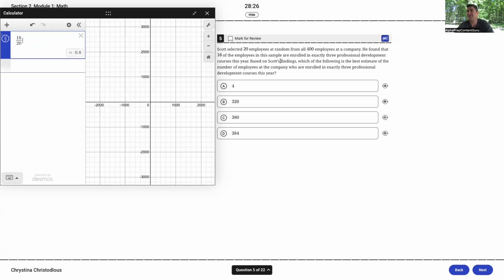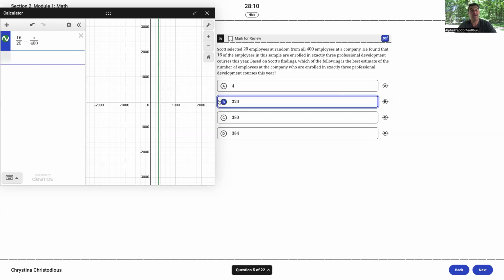And the question is saying, based on the finding, which of the following best estimates the amount of employees at the company who are enrolled in exactly 3 professional development courses. Okay, 2 ways to do it. I can either say I want the unknown out of 400 and then go here and be like, boom, 320, and I'm done. Pretty cool.